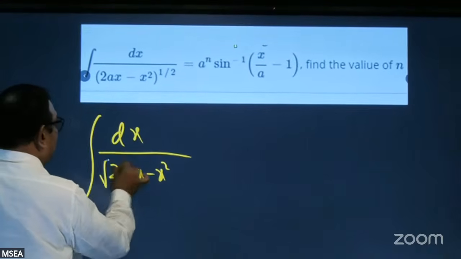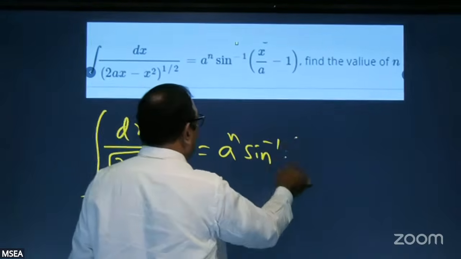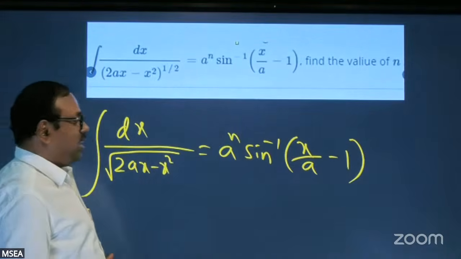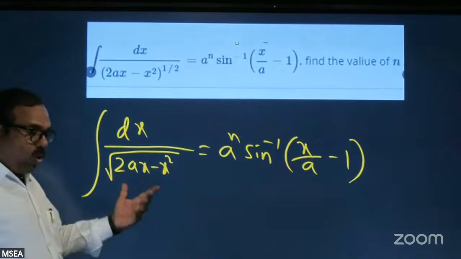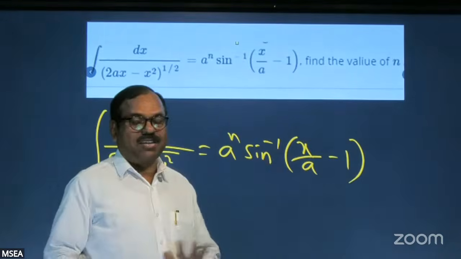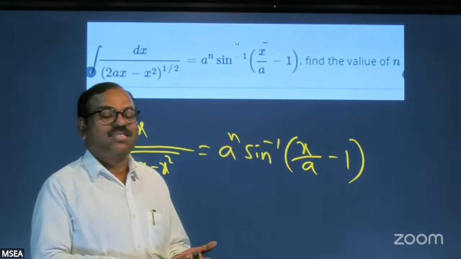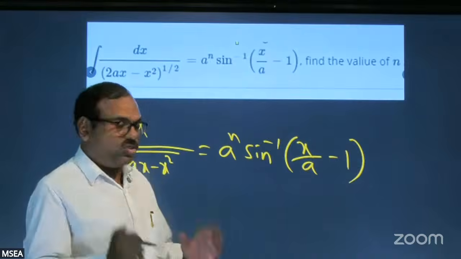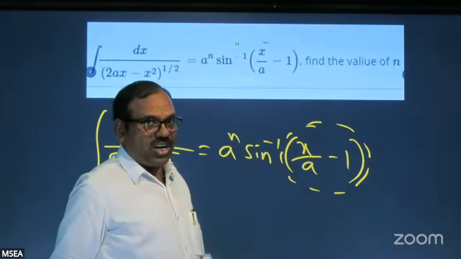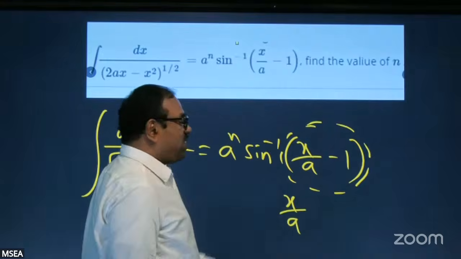Of course, this is under root, or whole power 1/2, equal to a^n sin⁻¹(x/a − 1). Then what is the value of n? I already told you, according to the principle of homogeneity, trigonometric functions or inverse trigonometric functions are associated with numbers. That's why the whole thing is a number, dimensionless. Once it is dimensionless, x/a is also dimensionless.